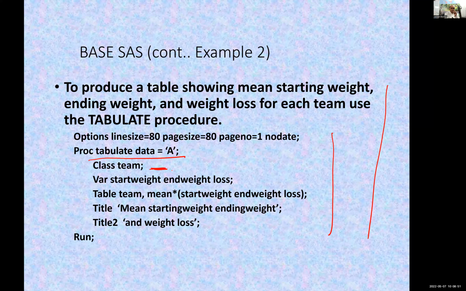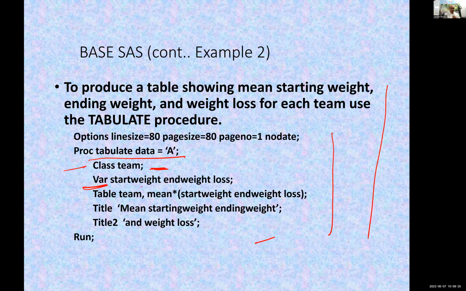Proc tabulate data equals this. Class team. I have two classes, red team and yellow team. Suppose, for example, I have swimming records. Swimming records for males are different and for females are different. So for that case, I want to calculate a table. I want to take all females into one part and calculate the values, and put the males into another and calculate certain things. So class team, and I am interested in a certain where statement, with start weight, end weight, and loss.